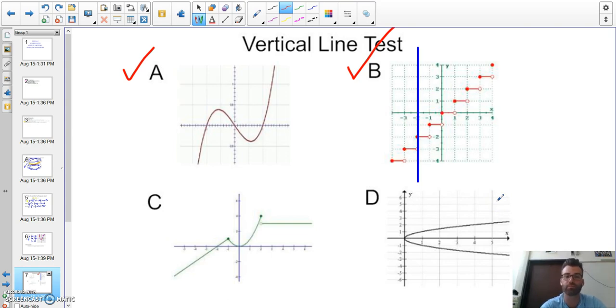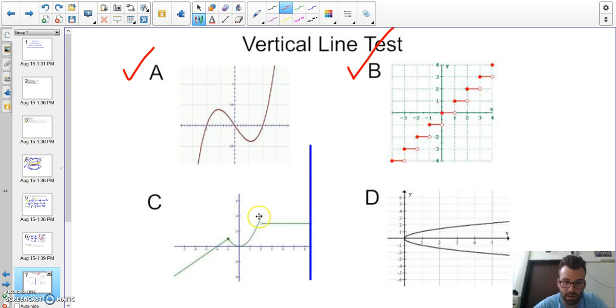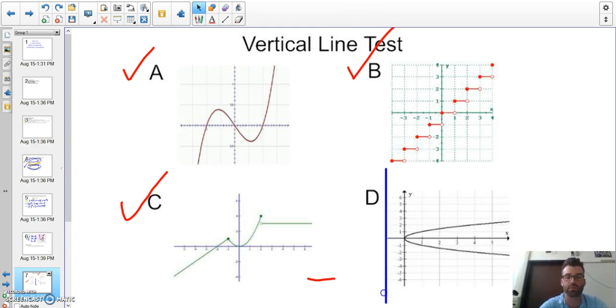Let's look down at letter C. How many times does blue meet green? 1, 1, 1, 1, 1, 1, 1. Again, it looks like twice, but this is similar to letter B in that the top point is closed and the bottom is open. So this would be considered a function. Using your student brains, we've got 3 functions, so this last one is probably not going to be a function, and you're right. Boom, boom, boom, boom. It does not pass the vertical line test, so this is not a function.